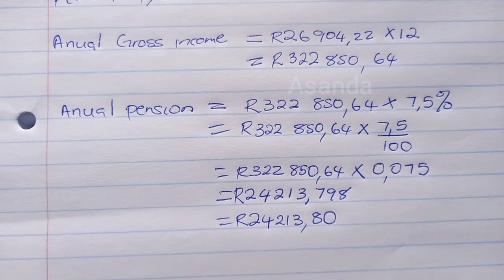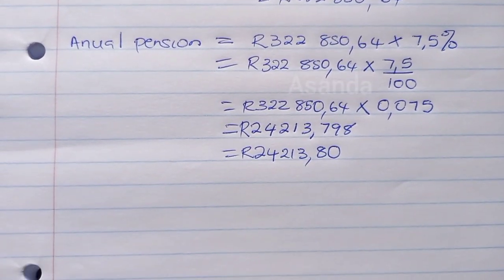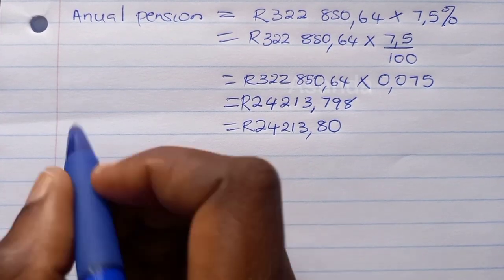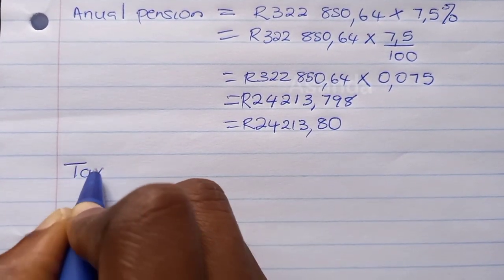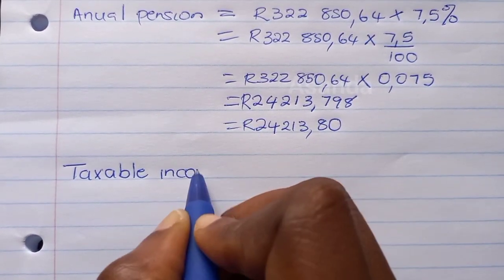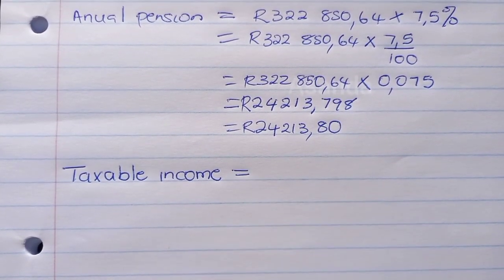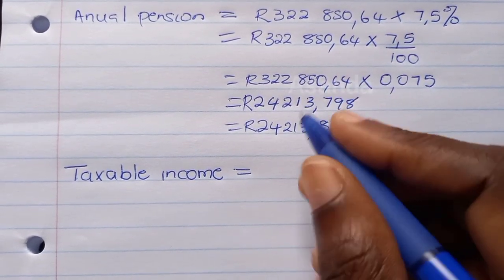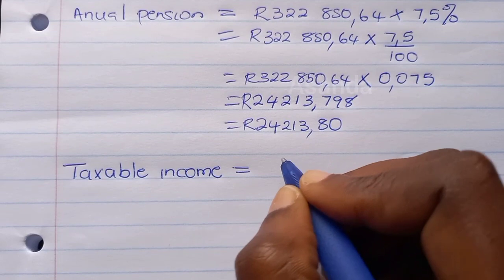Now we need to know the amount that is going to be used to calculate her tax. So what is the income that is going to be used? It's called taxable income. Remember, it's taxable. That means you can calculate tax on it. Just like when you are lovable, it means you are lovable.